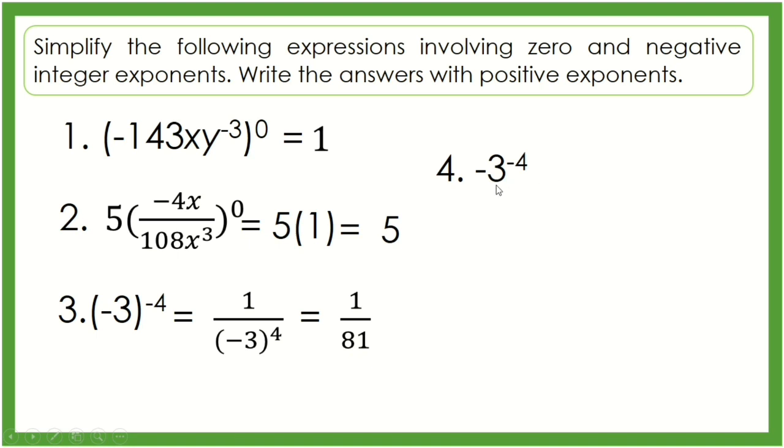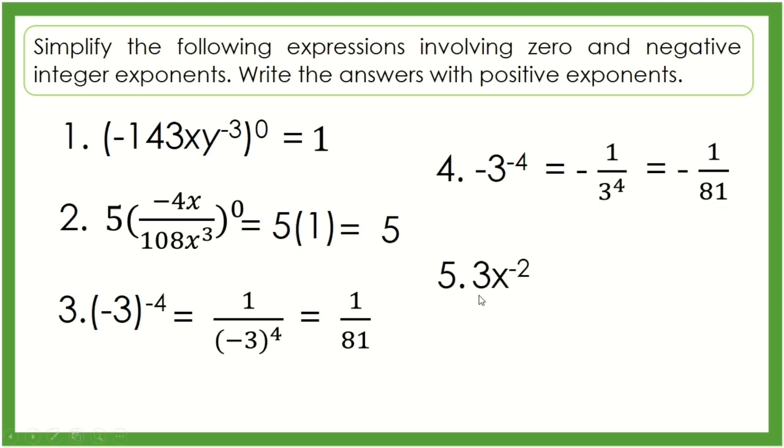Number 4, negative 3 raised to negative 4. Okay, so, kung mapapansin ninyo, walang parenthesis dito. Ang may exponent ng negative 4 is positive 3. So, meron tayong negative dito. So, we have negative and then reciprocal ng 3 is 1 over 3. Then, positive exponent is 4. Simplify. So, meron tayong negative dito. So, copy negative. 3 raised to 4 is equal to 81. So, the answer is negative 1 over 81.